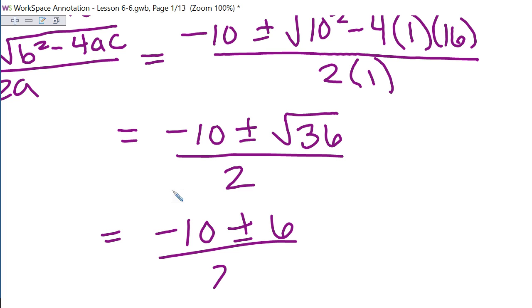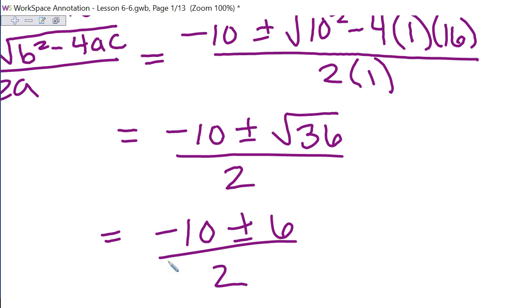Does that simplify? Yes. To do the first one, we need to do the addition. So we need to do negative 10 plus 6 divided by 2. And to get the second answer, we do negative 10 minus 6 divided by 2. So to get your first answer, do the addition. To get your second answer, do the subtraction.